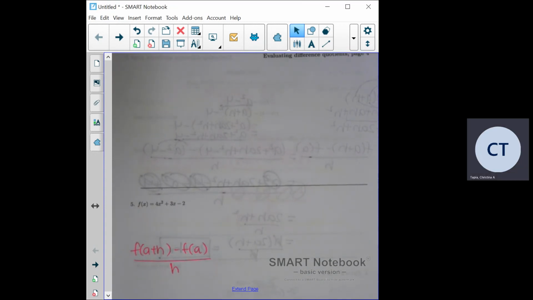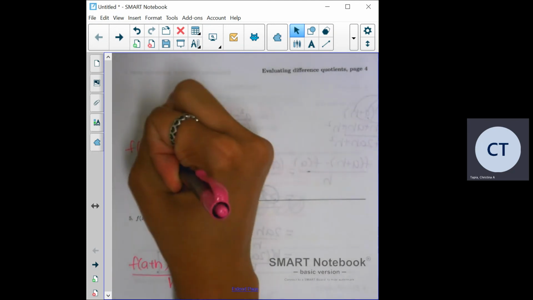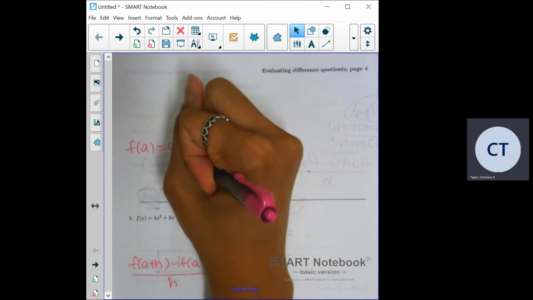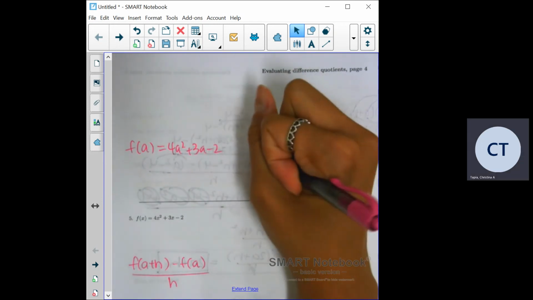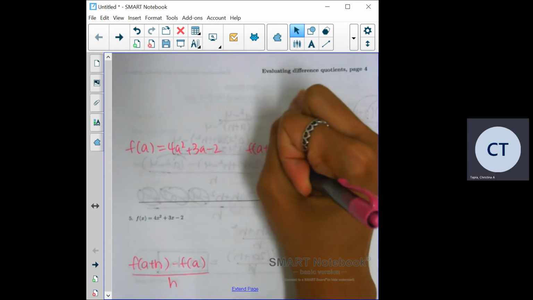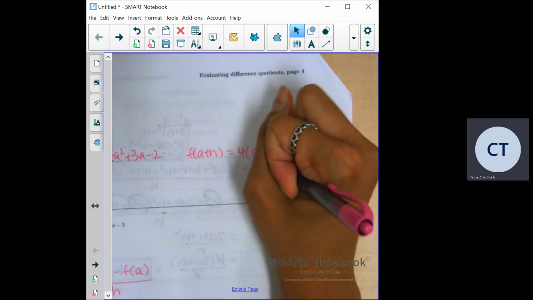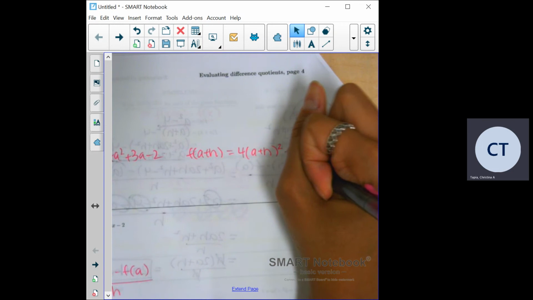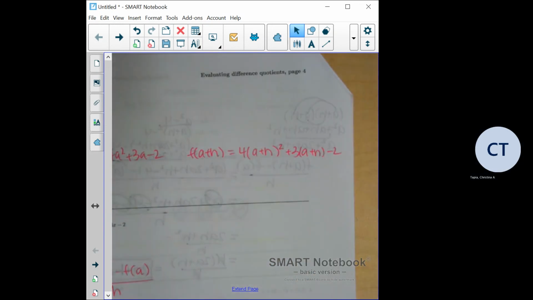Okay, for question number 5, I'm just starting you off with this, and then I'm going to allow you to finish it. I'm just making sure that your answers look good. So f of a is 4a squared plus 3a minus 2. For f of a plus h, this is going to be 4 times a plus h squared plus 3 times a plus h minus 2.